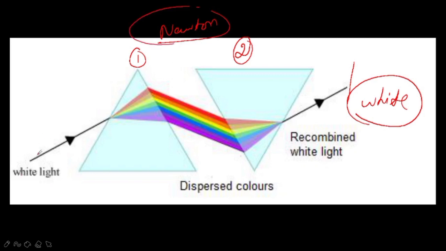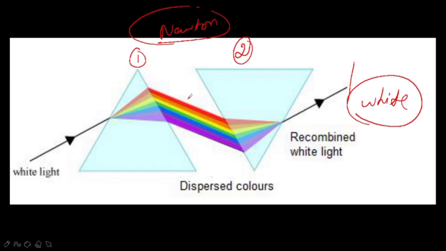So from this activity Sir Isaac Newton said that white light is made up of 7 colors, and wherever we get these rainbow colors or VIBGYOR colors, they are all because of the splitting of the white light. Clear? So this is the activity which is made by Newton, and also the spectrum which is formed by the prism.